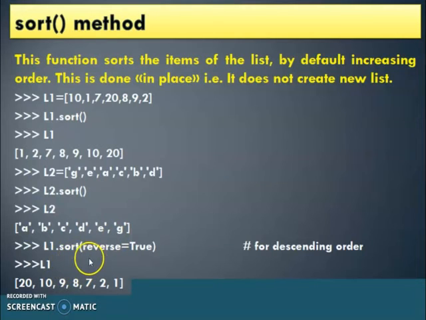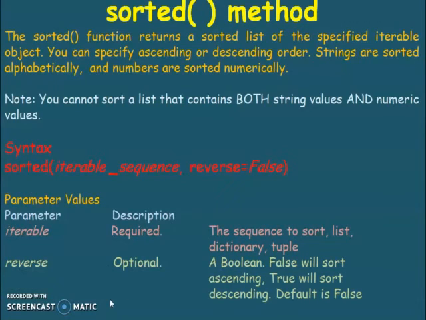Then L1 dot sort of reverse equal to true. The reverse equal to true means it will display the elements in descending order. Okay, that means when the value of reverse is false, the sorting will be ascending, and when the value of reverse is true, the sorting will be descending. So to display a list in descending order, you can use reverse equal to true. Then you will get a descending order list.